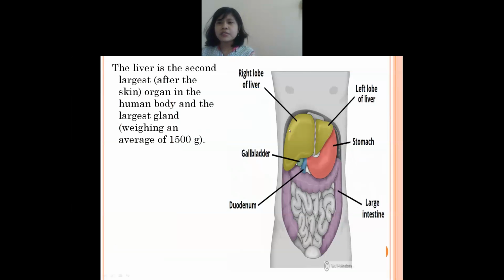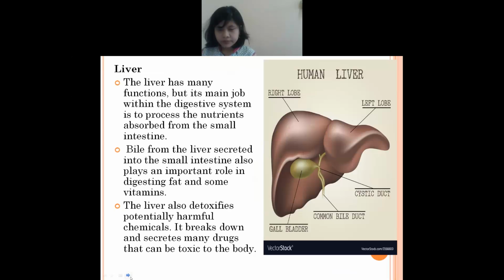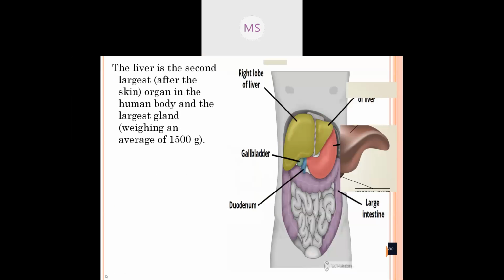Next, liver. I guess you all remember. I have already discussed this liver in your practical class also. Okay, liver is here. So the liver, you can see that it is the second largest organ in your human body, and it is the largest gland in the human body. And the weight of the liver is how much? 1,500 gram. Okay.